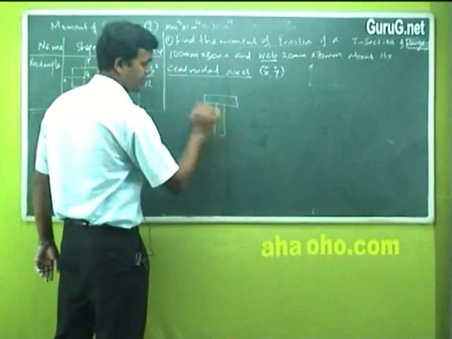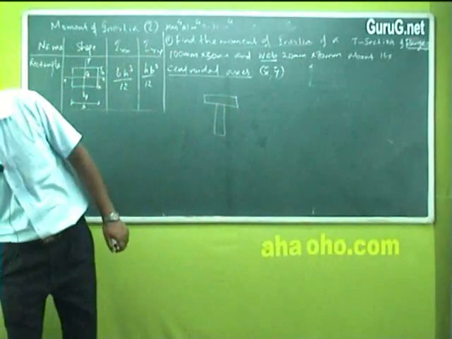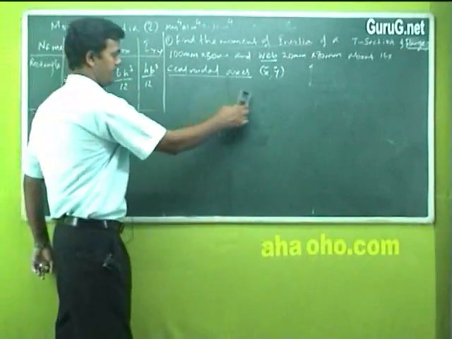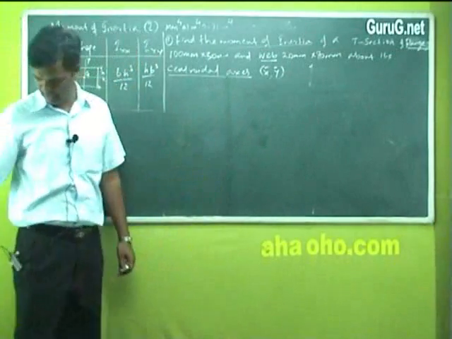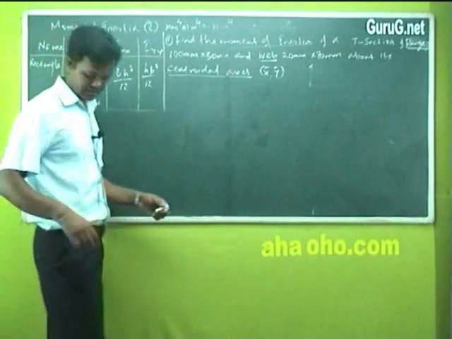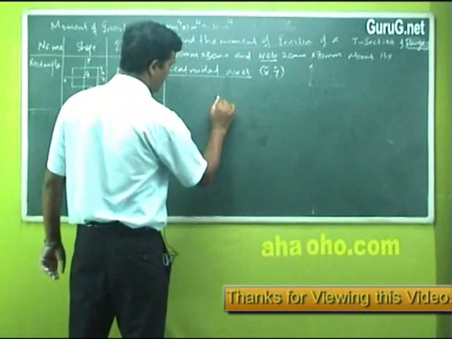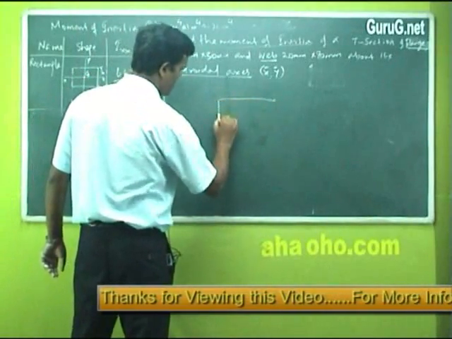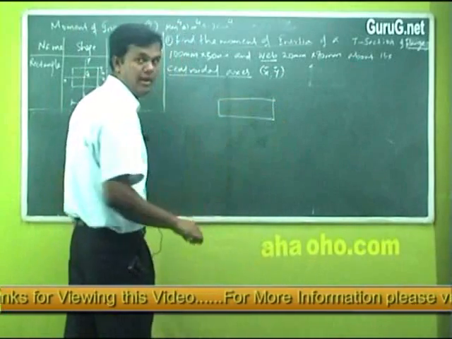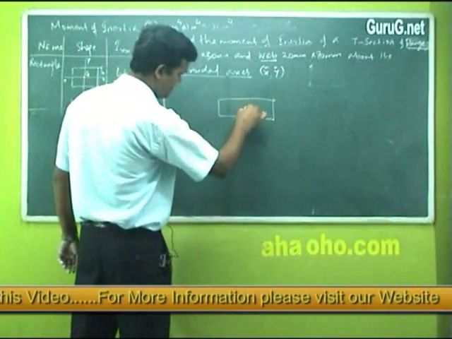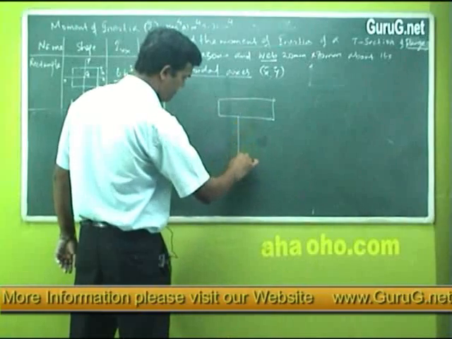So this is your flange, this is web. The sketches I will make a bit bigger, I mean enlarged, easy to understand, right? So the shape will be like this. Your flange, and the center of this will normally be the web.